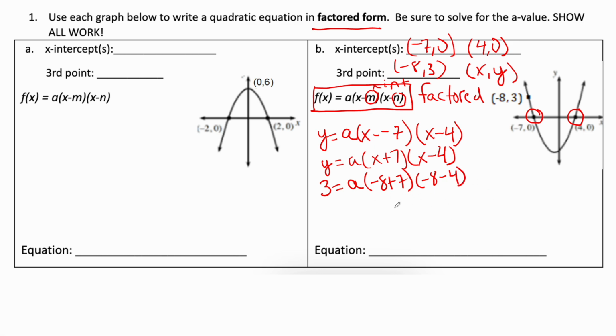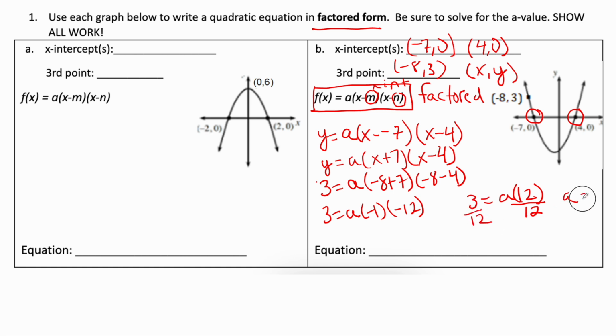Simplify, so using PEMDAS, we'll do our parentheses first. 3 equals a, we didn't do anything to. -8 plus 7 is -1. -8 minus 4 is -12. This is where you could use Desmos just to figure this part out. I would probably just plug this into Desmos to find your a value. But again, I'm trying to show you all of the steps. So 3 equals, negative 1 times negative 12 is positive 12. This is saying a times 12, so to get rid of times, we divide.